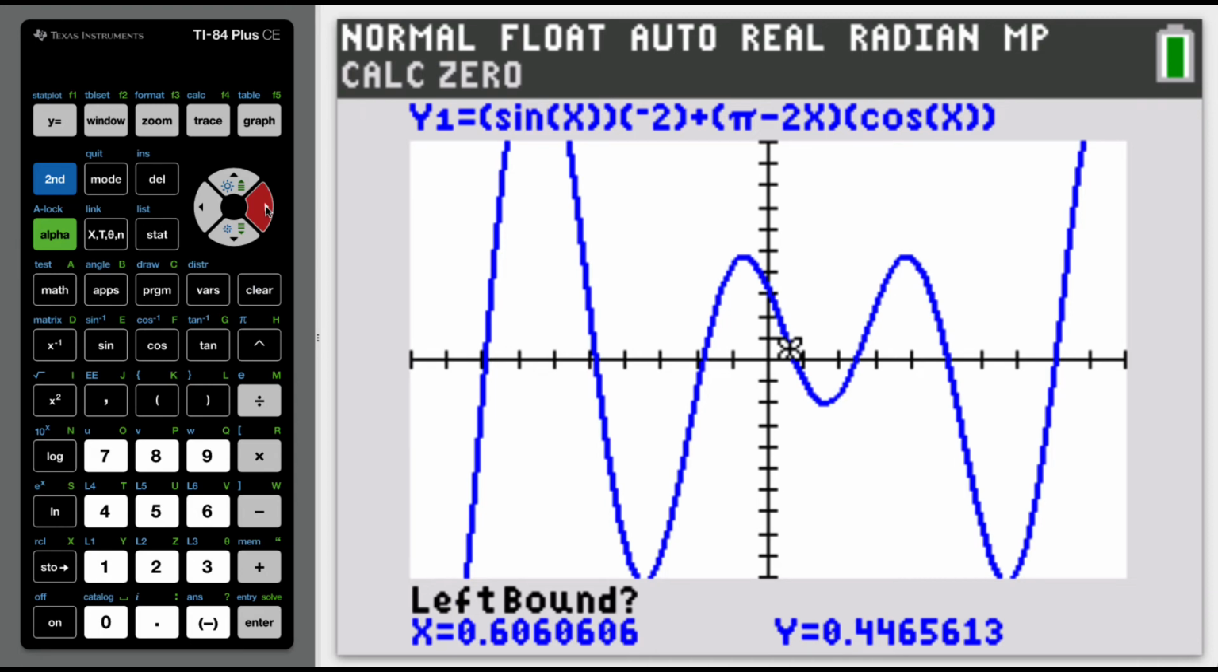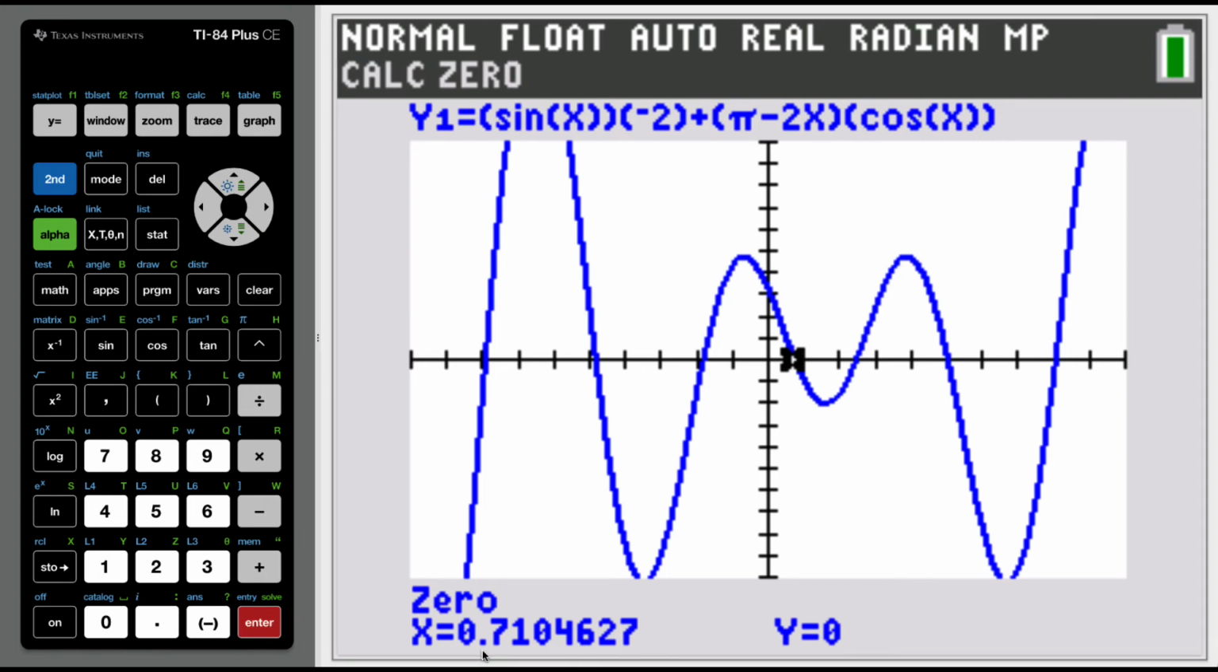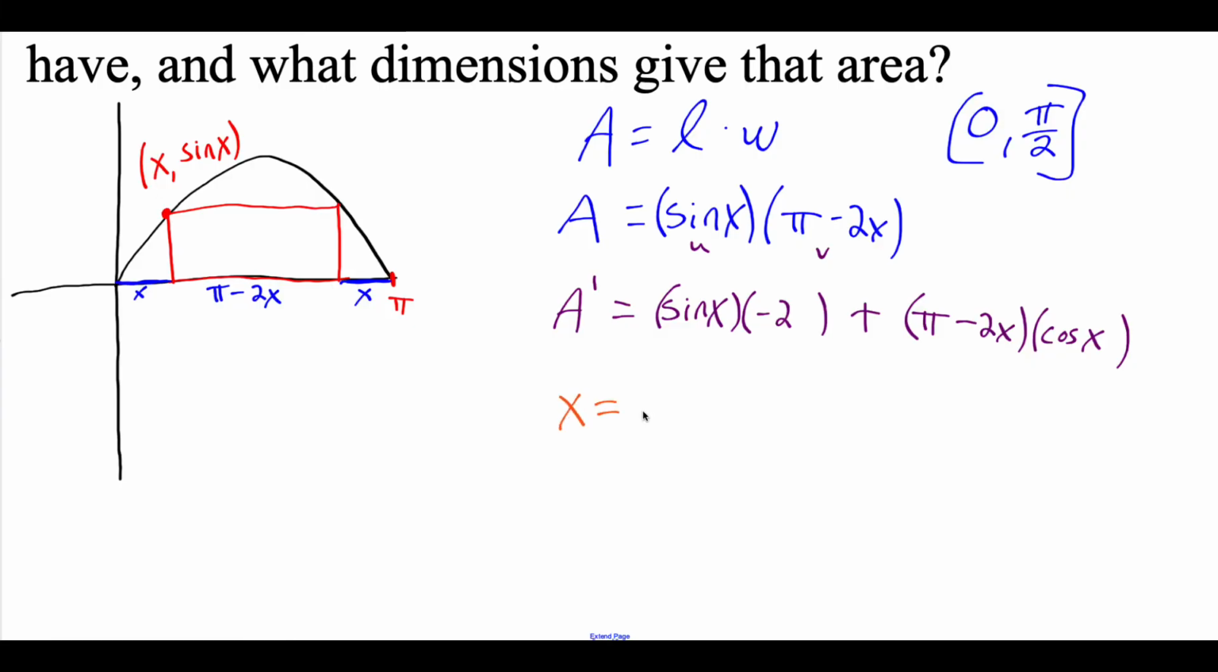So I'm going to arrow over close to that 0. First it asks me for a left bound point, so I'm going to go to the left of that 0, hit enter. Then it asks me for a right bound point, so I go past it, hit enter, enter, and it tells me that that x value is at about 0.71. So we just got ourselves an x value of about 0.71. Now technically we also want to look at these endpoints of our domain as well, and I'll show you why those will create problems as we go through and test to see which is going to give us a maximum area.